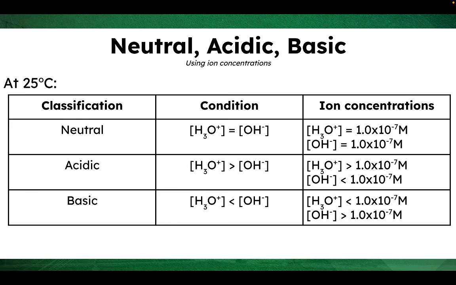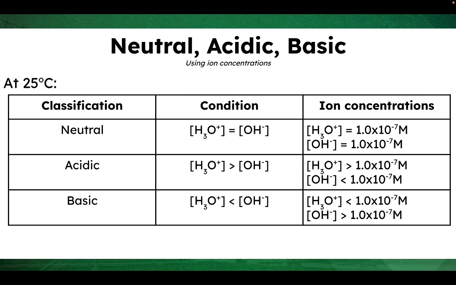So at 25 degrees Celsius, we say that the solution is neutral when the concentration of hydronium ion is equal to the concentration of hydroxide ion. That means the concentration of hydronium ion is equal to 1.0 times 10 to negative 7 molar, and the concentration of hydroxide ion is equal to 1.0 times 10 to negative 7 molar as well. In acidic condition, the concentration of the hydronium ion is greater than the concentration of the hydroxide ions. Therefore, the concentration of hydronium ion is greater than 1.0 times 10 raised to negative 7 molar, and hydroxide concentration is less than the same value.